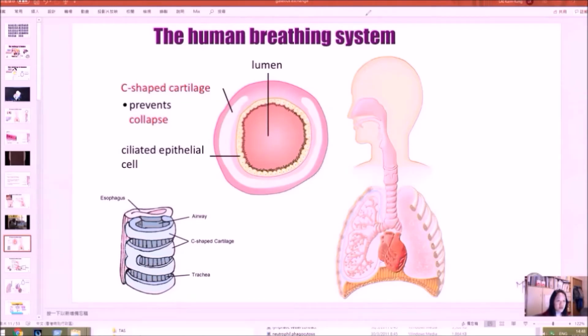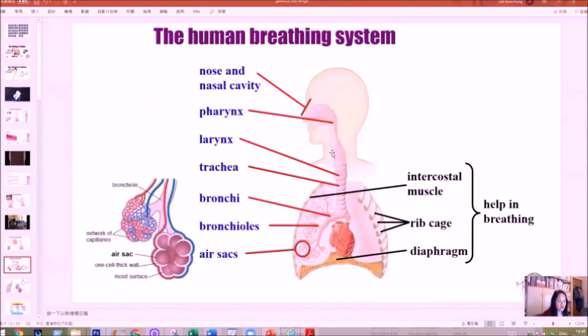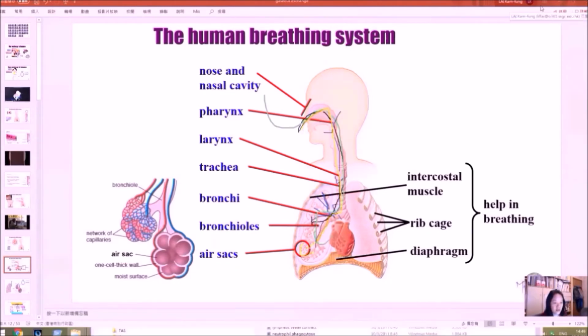When you breathe in, there is the negative pressure. In this diagram, you try to write number or draw arrows of the flow of air, starting from the atmosphere and then go to the site of gas exchange. Try to draw arrows. Yes.